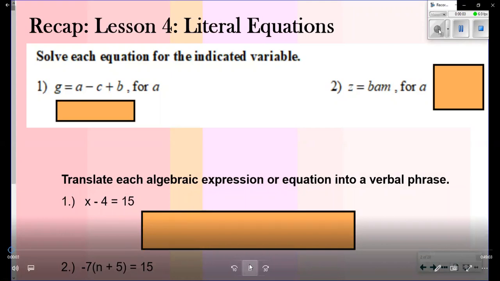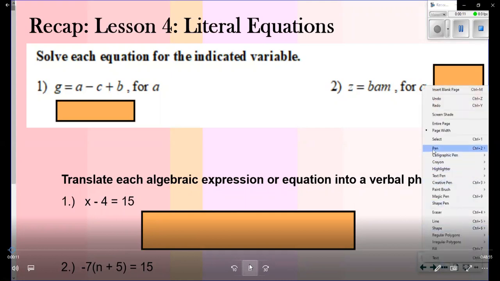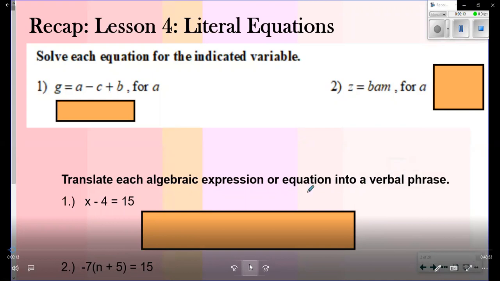Before we go into our next lesson, we're going to do a recap of lesson 4, which is literal equations. Literal equations are solved the same way as a regular equation, but you have more than one variable. In this situation, we have 2 examples for practice. They're asking you to solve for each equation, and it's A for each of them.